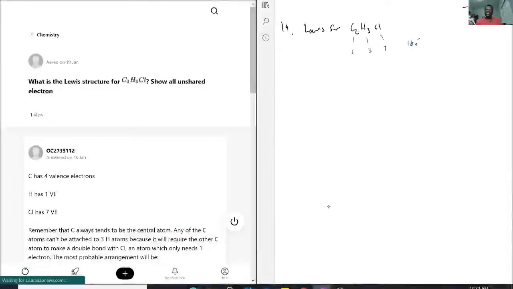So carbon, considering that it has the most unpaired electrons, those two will go in the middle. Okay, so we have C, C, then we have H, H, H, C, L. Now let's see what we can do. So chlorine right now should have 6 more electrons because it's sharing one of its 7. So that's 2, 3, 4, 5, 6, 7.